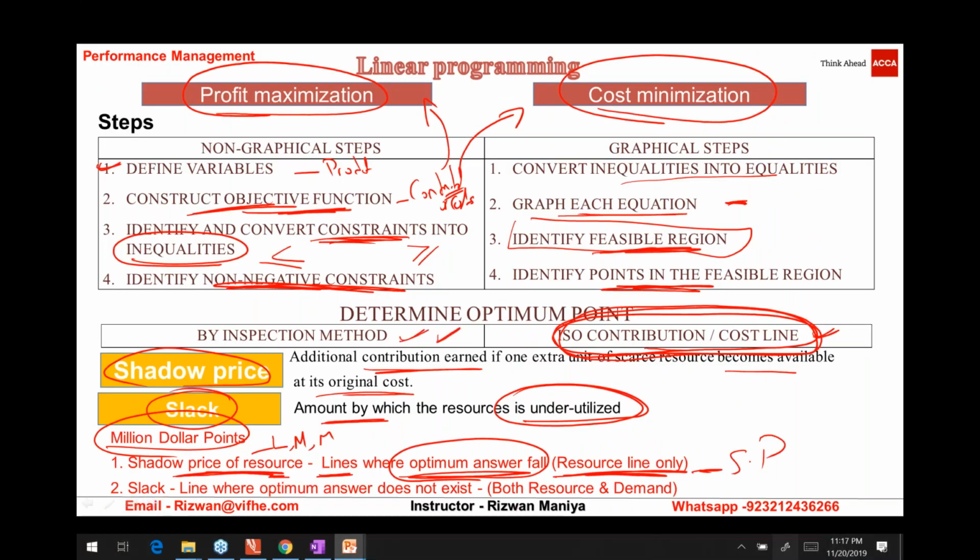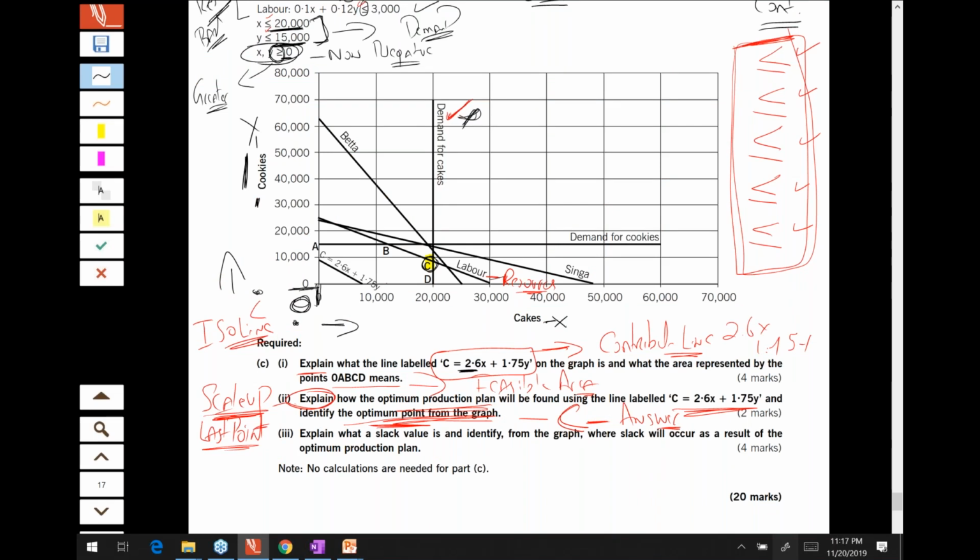Slack: the lines where the optimum answer does not exist, whether those lines are resource or demand based, you will work out slack. Simple. So tell me the number of lines where the optimum answer is not right now. It's a beta line, it's the demand for cookies line, it's a single line where the optimum answer is not. So all these three lines, whether it's demand or resource, you will work out slack.